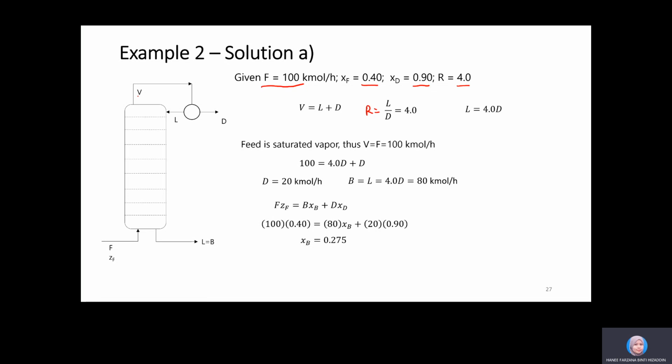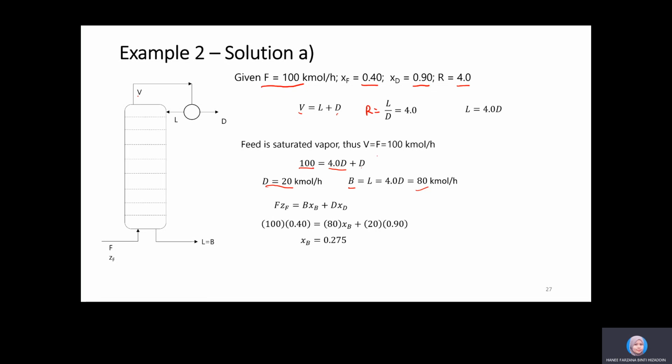Feed is a saturated vapor, so V equals F. It's constant molar overflow, so you can just put in the value of V equals 100. And L is 4 times D, so just put in 4D plus D. Then you can solve for D, so you get D equals 20 kilomole per hour. And then you can solve for B. Overall, just rearrange here and you get B equals 80 kilomole per hour.